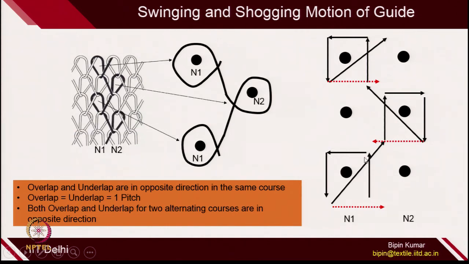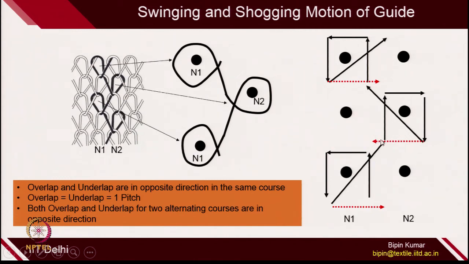Also, the positions are opposite. So, overlap on the front side of the needle, underlap on the back side of the needle. Both overlap and underlap for two alternating courses are in opposite direction. So, if you see, because the guide is repeating after every two courses, the first underlap, the direction is from left to right, the second underlap after finishing second course is from right to left.